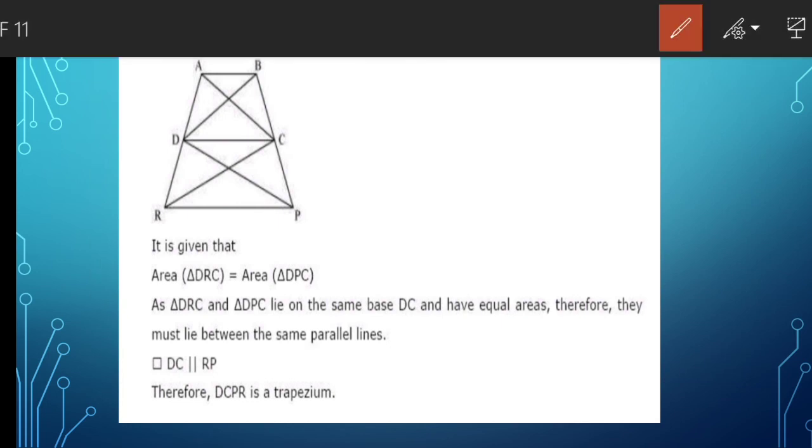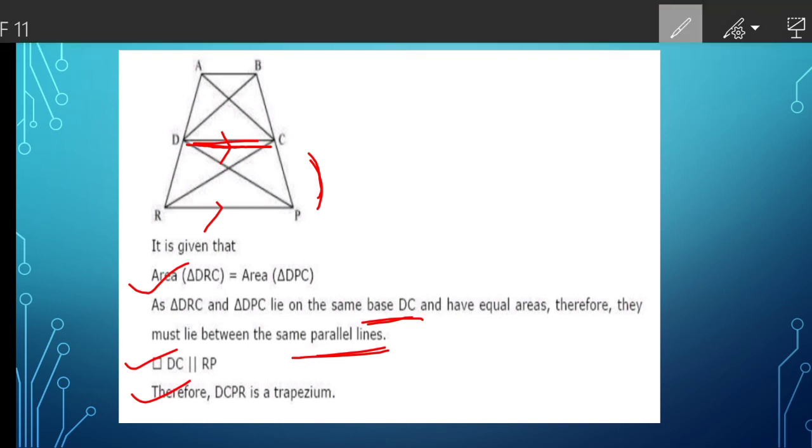So here is our diagram, and it is given that area DRC, that is the bottom part, is equal to DPC. So these triangles are equal and they lie on the same base DC. DC is the same base. Since the areas of the triangles are equal and they lie on the same base, we can say they lie between the same parallel lines. DC is parallel to PR. Since DC is parallel to PR, we can say DCPR is a trapezium. So this part, DCPR, we have shown is a trapezium.